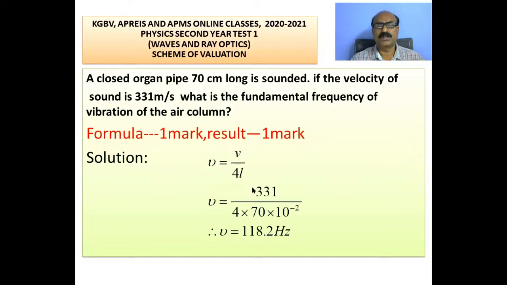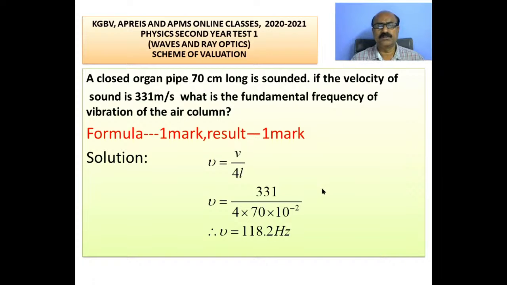So you have to write down the formula for the fundamental frequency of a closed organ pipe, v by 4L. So ν is equal to 331 by 4 into 70 into 10 power minus 2. Here 70 centimeters is given, so we have to convert it into meters. The velocity of sound is given in the SI system, and the length of the organ pipe is given in the CGS system. So we have to observe the units of the physical quantities. We have to convert all the units to the same system of units.